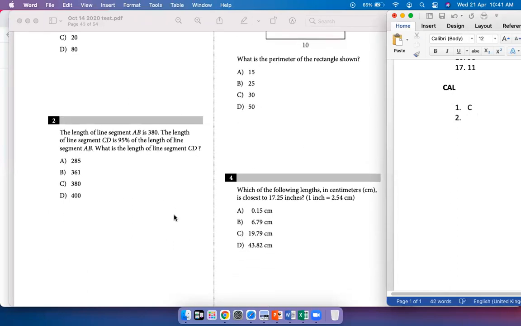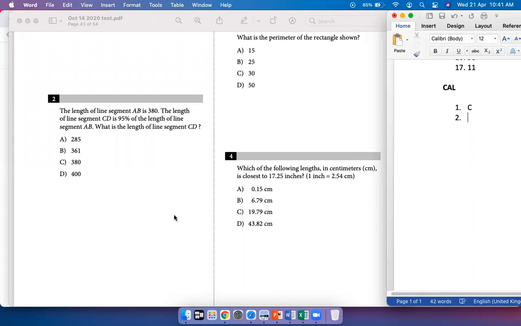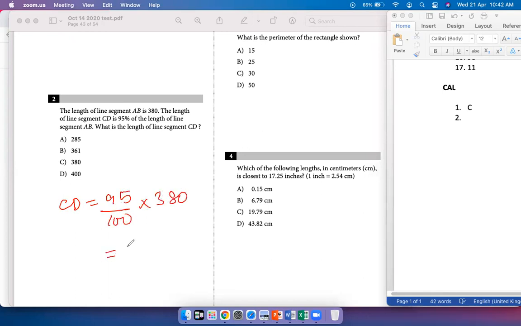The length of the line segment AB is 380. The length of line segment DB is 95% of the length of line segment AB. What is the length of CD? So CD is 95% of 380, since that is segment AB. So let's plug this in the calculator. I can just put 380 into 0.95, which is 361. So option B is the right answer. Let's put B for this.